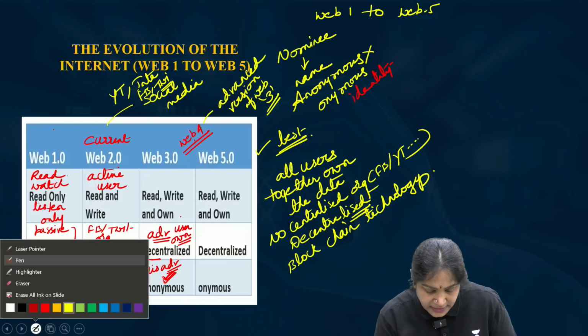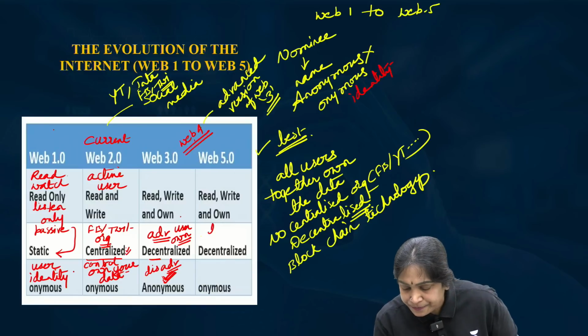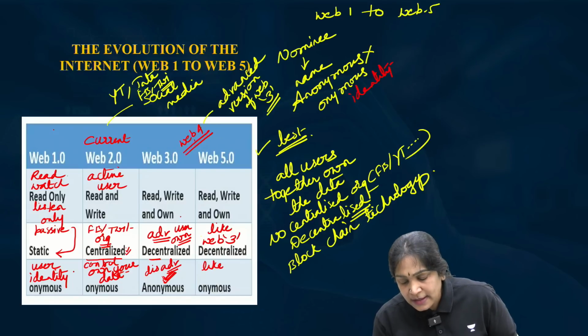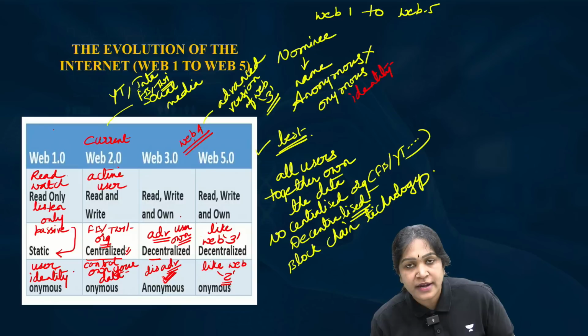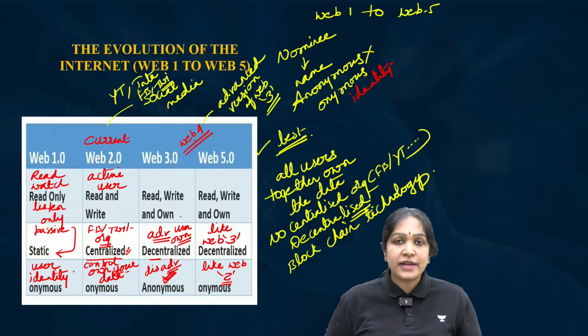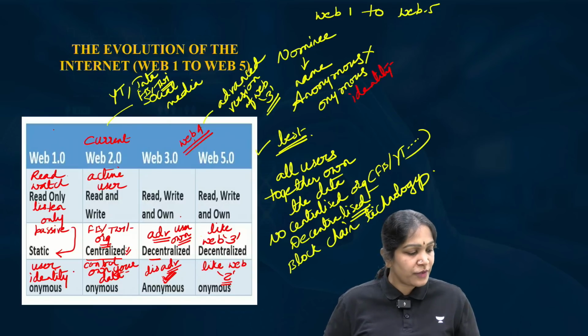Decentralized, this is decentralized like Web 3, and it is anonymous like Web 2. It's a combination of the two, taking the advantages of both. That is Web 5. So this is the evolution of internet from the Web 1 to Web 5.